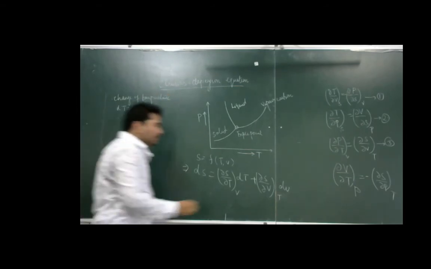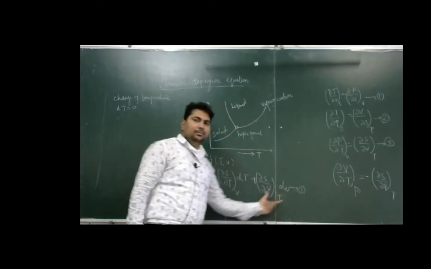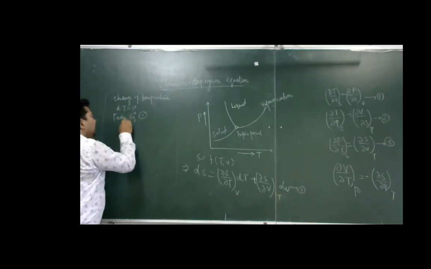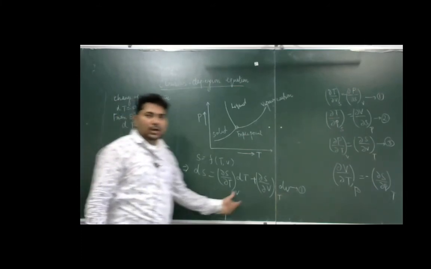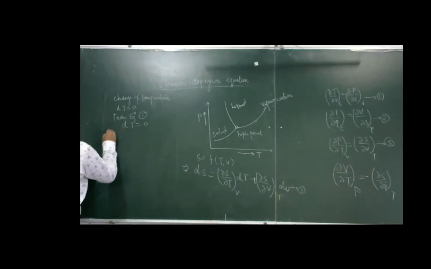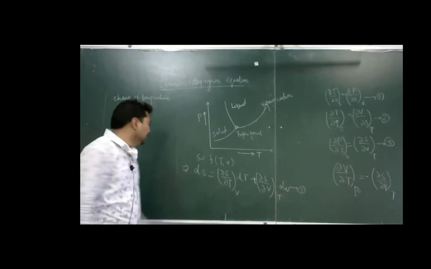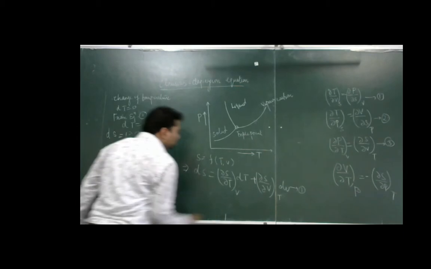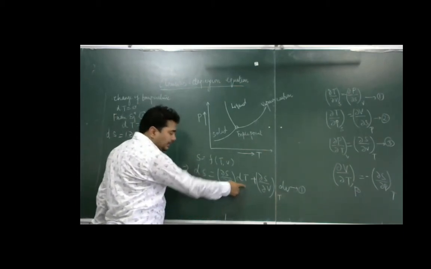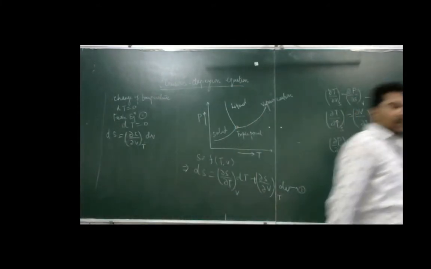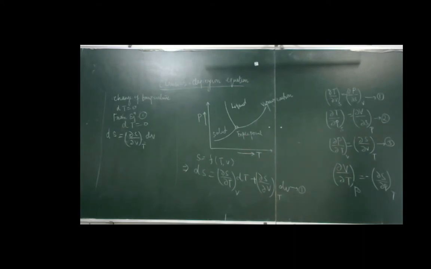So if we take this as equation number 1, from equation 1, dT is equal to 0. We put the value of dT as 0 here, then this equation becomes ds is equal to del s over del T into dT. As soon as dT is 0, this whole term becomes 0, so we get ds is equal to del s over del v into dv at constant T. This is the change of entropy.